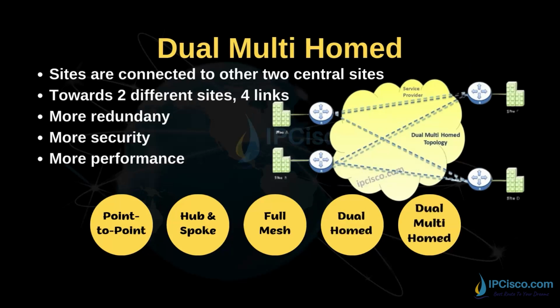If you need more redundancy, security, and load balancing, then here is the 5th WAN topology, dual multi-homed topology. Here there are 4 links towards 2 different sites. This topology provides more redundancy, more security, and more performance because even if one of these links fails, the other links can handle the total traffic of the network. So service provider networks use this topology also.